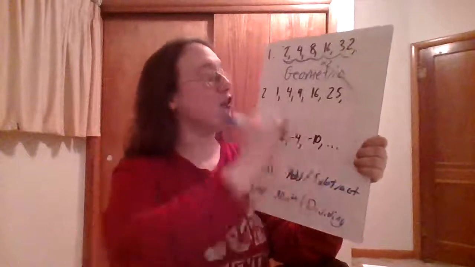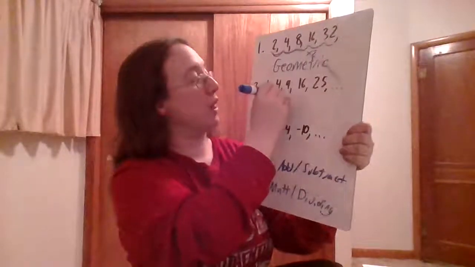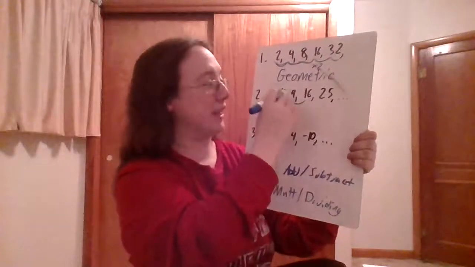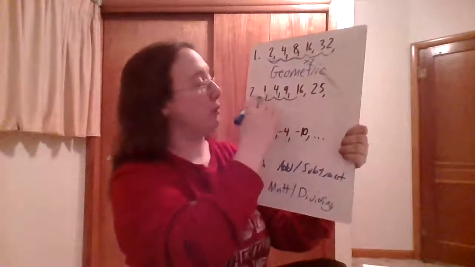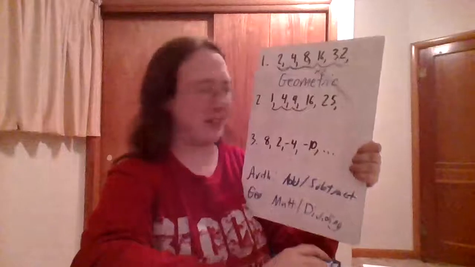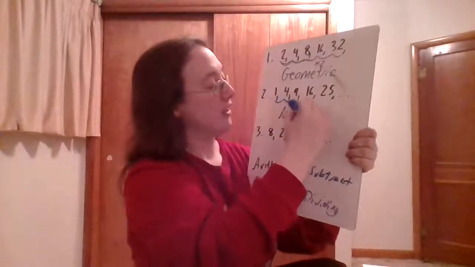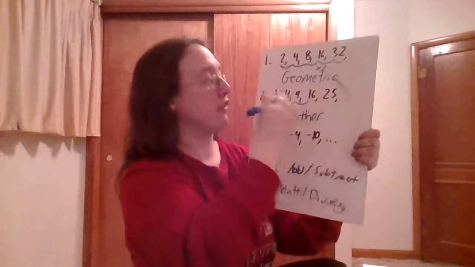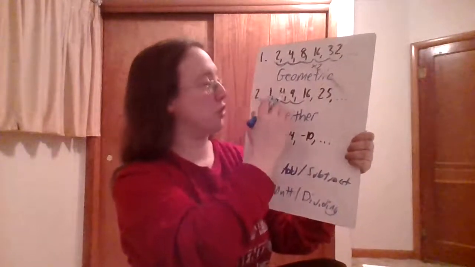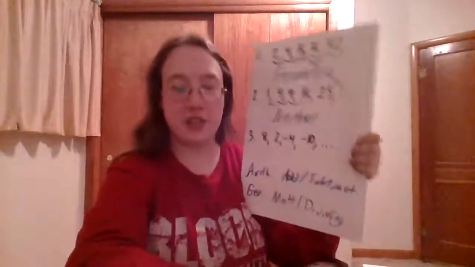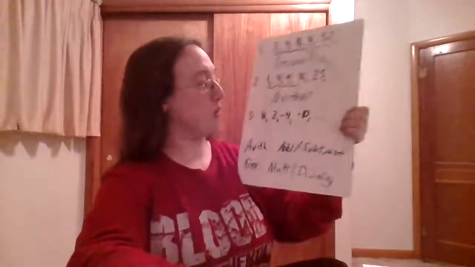And this one, am I adding? I would be adding 3 to get from 1 to 4, but that's not going to get me to 9. I would be multiplying by 4 to get from 1 to 4, but that's not going to get me to 9 either, so this is neither of those two things. There's definitely a pattern going on, because these are all perfect squares: 1 squared, 2 squared, 3 squared, 4 squared, 5 squared. It's just not an arithmetic or a geometric one.